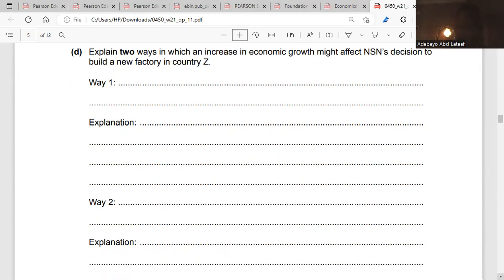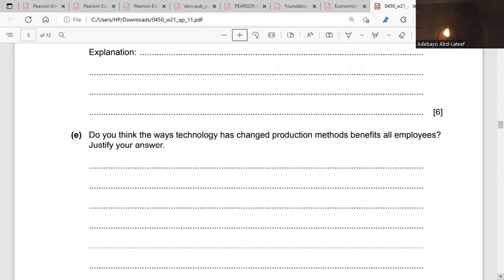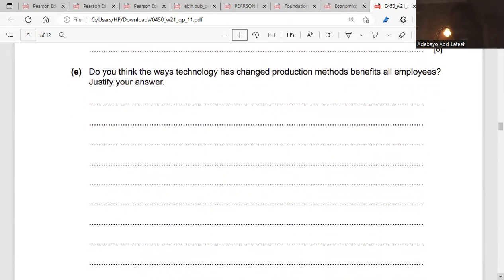Is it clear? Do you think the way technology has changed production methods benefits all employees? Excuse me. Yes, I said yes here. Why? Because technology makes things faster. So with technology, employees stand the chance of retraining. For new technology, employees have to be trained, right?